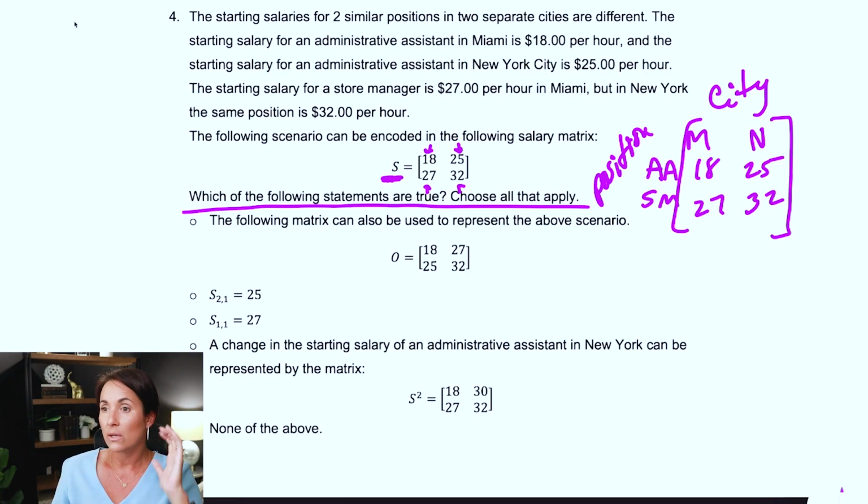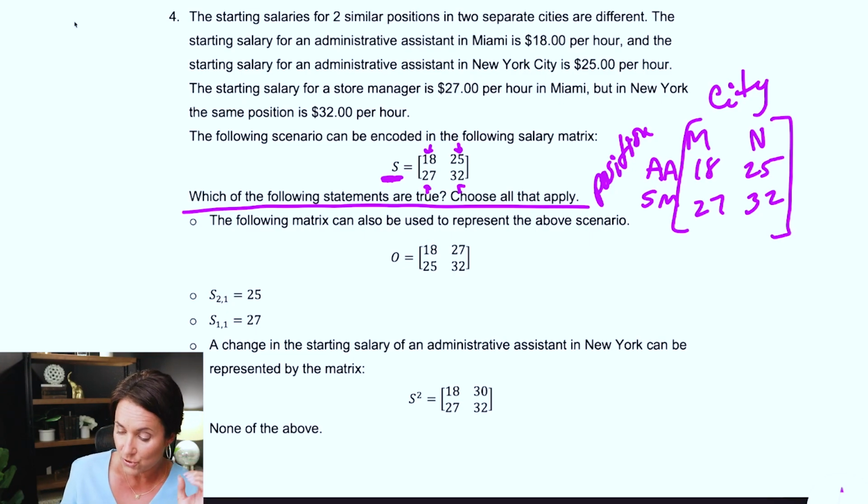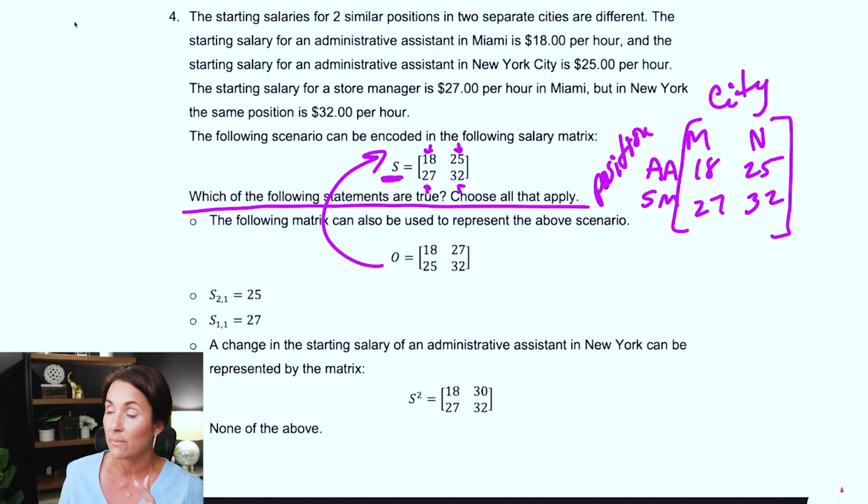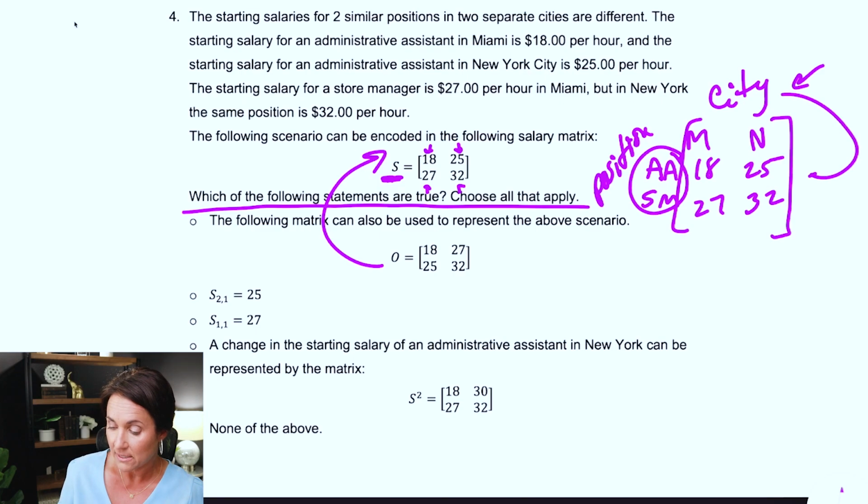Now, let's take a look at what it's asking. It says, which of the following statements are true? Choose all that apply. So this is more than one answer. Okay, the following matrix can be used to represent the above scenario. All right, so I can see here that it's not the same as mine because my numbers are arranged a little bit differently. But like I said before, you can structure this differently. I could put the positions at the top, and the cities as the rows. I could make the positions the columns, and the cities the rows. Let's see if that's what they did here.